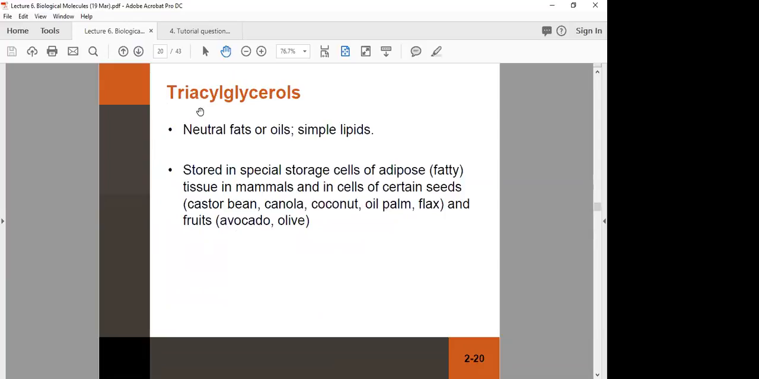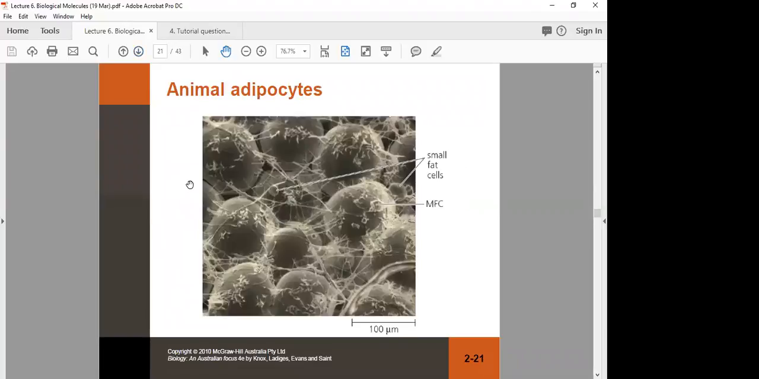All right, our next group of simple lipids are called triacylglycerols, also referred to as triglycerides or simply TAGs, T-A-G. Triacylglycerols are also referred to as neutral fats or oils. These are the fats that tend to be stored in special storage cells of adipose or fatty tissue in mammals, and also in cells of certain plants. So, for example, in seeds, castor bean, canola, coconut, oil palm, flax, and also some fruits, so avocado and olives. And here's a very nice image of some fat cells found in animals, and these cells are called adipocytes.